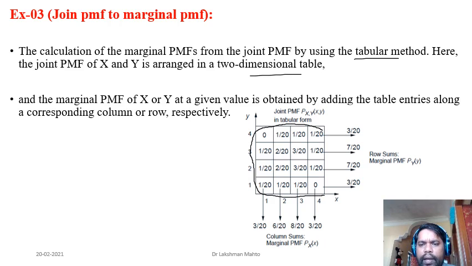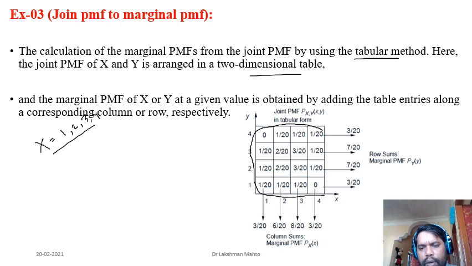Here there are two random variables, x and y. X is taking how many values? X is taking four values. Those four values are 1, 2, 3 and 4. And y is also taking four values, 1, 2, 3, 4, and all these are the values of the joint probability mass function.